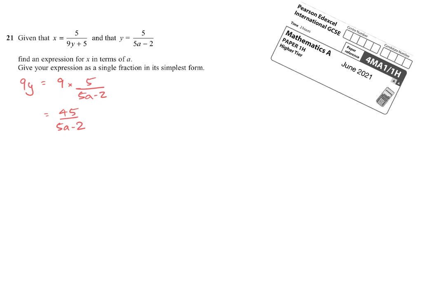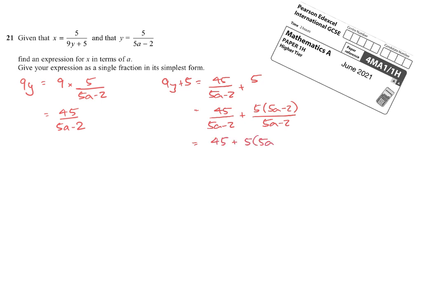Now, the next bit I want to work out is what is 9y plus 5. Well, that is just my 45 over 5a minus 2 plus 5. So let's add that through. That's going to give me 45 over 5a minus 2. To add fractions, the denominators have to be the same. So I'm going to turn 5 into 5 multiplied by 5a minus 2 over 5a minus 2. I have a common denominator now, so I can combine those. So I have 45 plus 5 bracket 5a minus 2 over 5a minus 2.